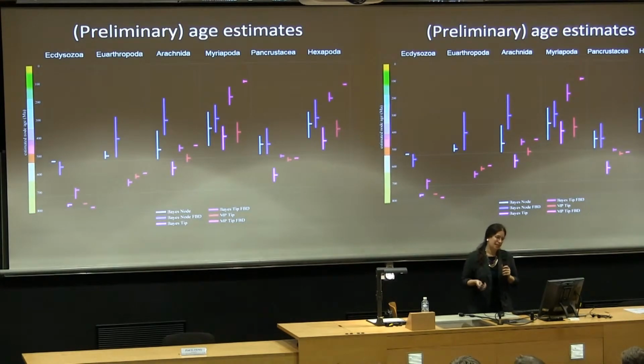So the preliminary age estimates that we got, I've got to admit almost nothing of this has converged because I was doing it like this weekend. But I'm seeing the blue are the node dates, and then the purple and pink are all the tip dates. And all the tip dates that I observed is the same thing that has been seen in other analyses of other clades, where they're quite a lot older. And all the fossil birth death models seem to be giving greater precision.